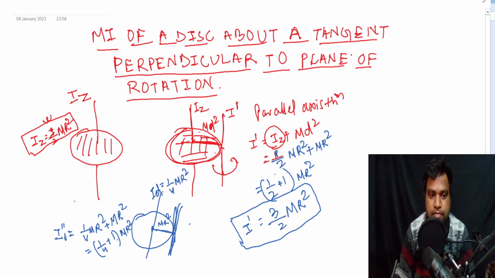So about this axis, this one will be 5 by 4 mr square. So your moment of inertia about a tangent parallel to the diameter is equal to 5 by 4 mr square.